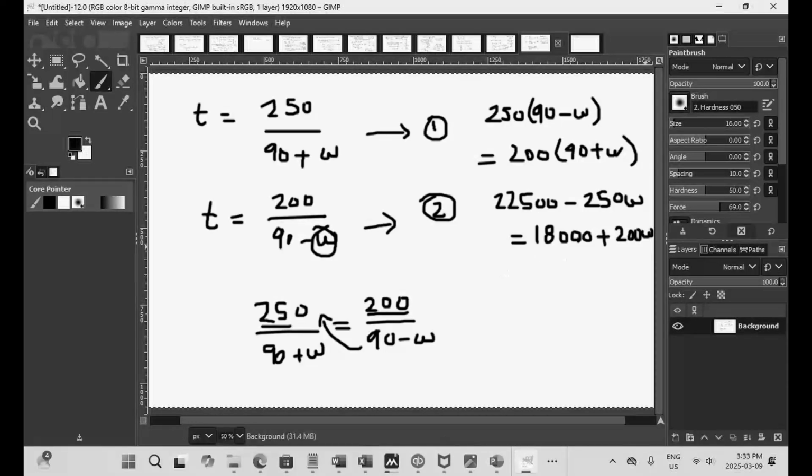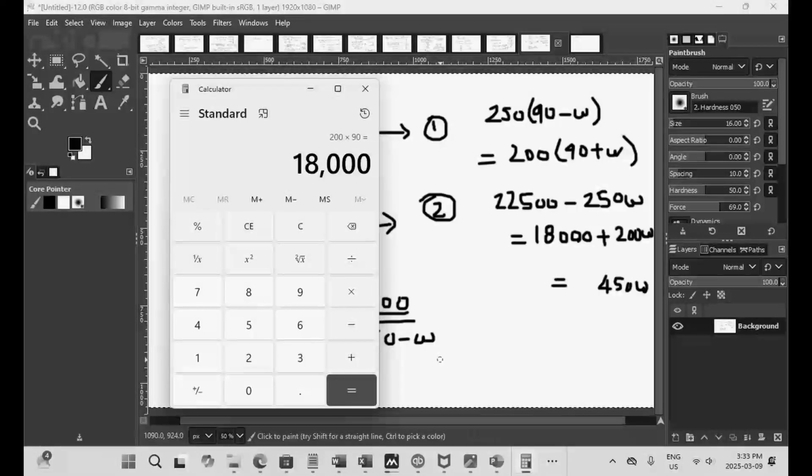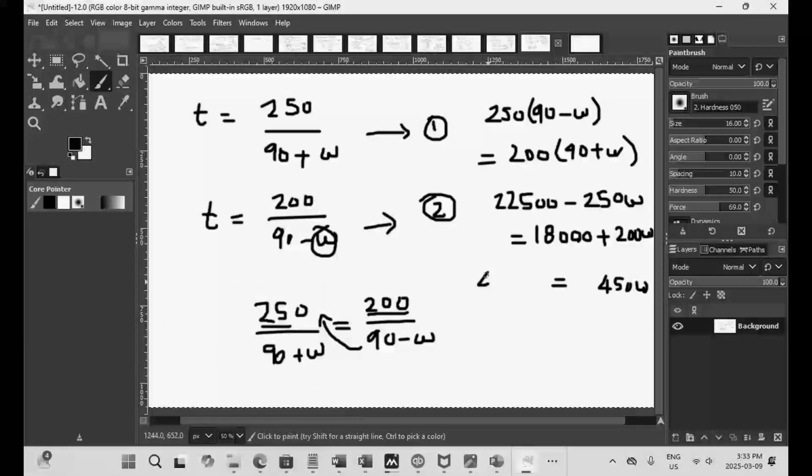So we know that 200 plus 250 will be 450W. And this figure over here, this will be 22,500, take away 18,000. This will be 4,500. So your W, the speed of the wind, will be 10 miles per hour.